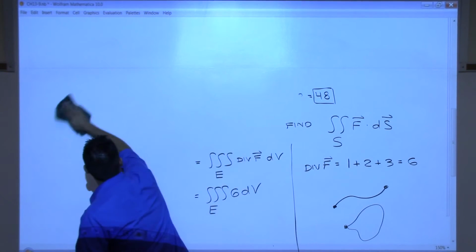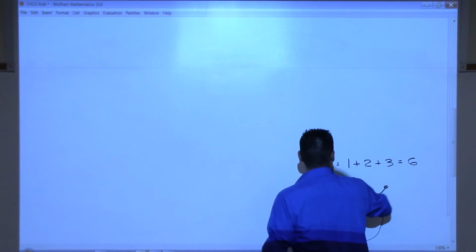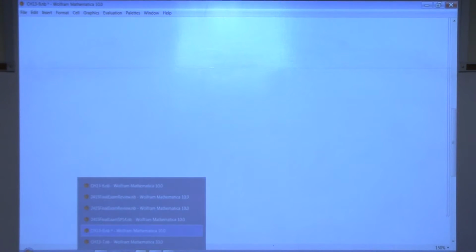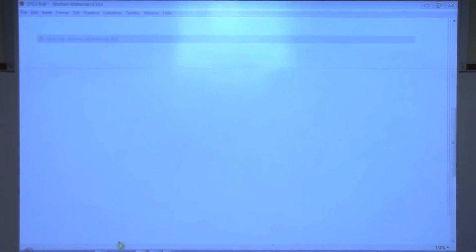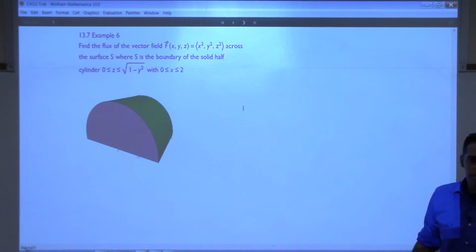Let's do another one. This one won't be as clean, but it will still be better than the way we did it before. So I'm going to bring up, again from last class, the one we did after that problem. That one look familiar to you?